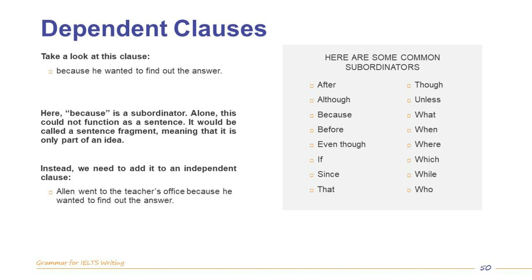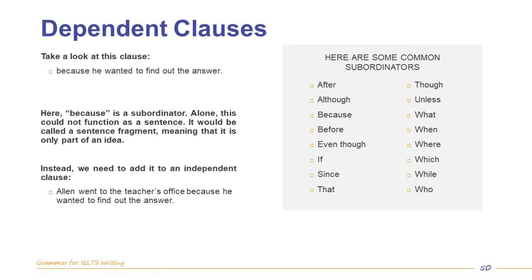Take a look at this clause. Because he wanted to find out the answer. Here, because is a subordinator. Alone, this could not function as a sentence. It would be called a sentence fragment, meaning that it is only part of an idea. Instead, we need to add it to an independent clause, like this.